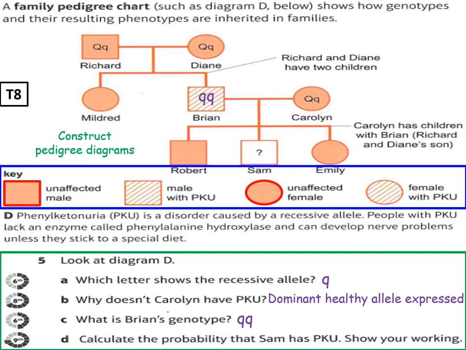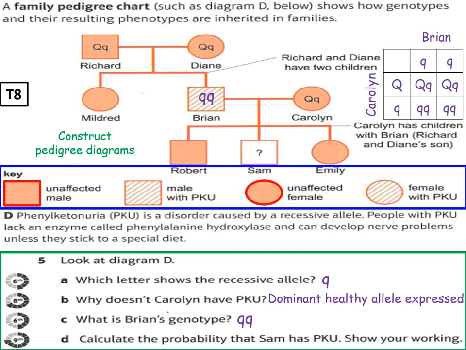Calculate the probability that Sam has PKU. Sam is the offspring of Brian and Caroline. We see Sam is male, Brian is lowercase q, Caroline is capital Q, lowercase q. If we were to do a Punnett square, we could then see the probability of Sam being capital Q, lowercase q is 50%, and the probability of being lowercase q is 50%. So the probability that Sam has PKU is going to be 2 out of 4, which is 50%.